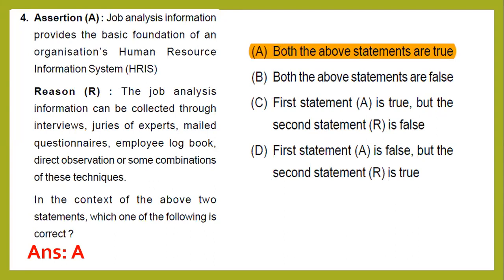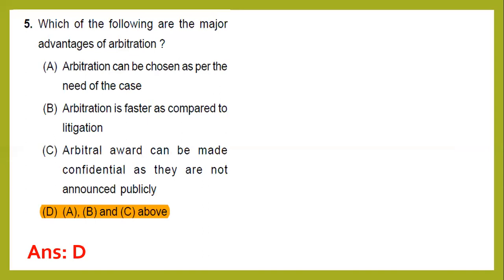Next we go for the fourth question, which is related to assertion and reasoning. The assertion is: job analysis information provides the basic information or the foundation of an organization's human resource information system, or HRIS. The reason is: job analysis information can be collected through interviews, panels of experts, mailed questionnaires, employee logbook, direct observation, or some combination of these techniques. So here the correct answer is A. Both the statements are true. That is, both assertion and reasoning are related to each other, and it is true.